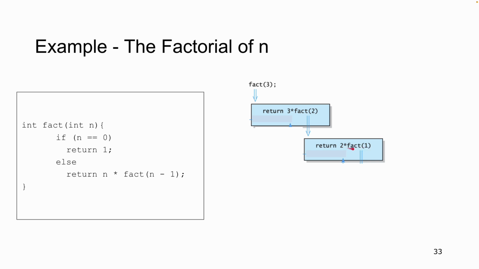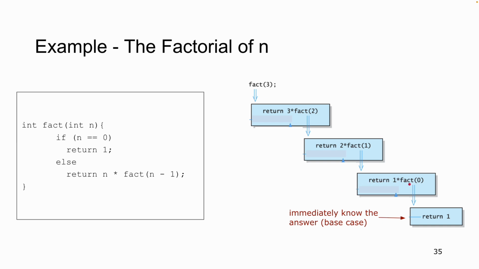Then we will call the fact function again. Then 1 is not equal to 0, so we will run the statement inside the else again. So we just write down 1 multiplied by fact 0 here. So this is the third layer of recursion. Then finally we reach the base case because now the number n is 0. So we just return 1. So we can immediately know the answer if we reach the base case.